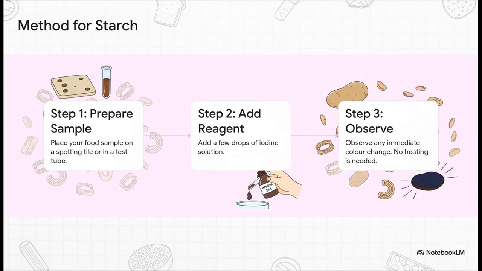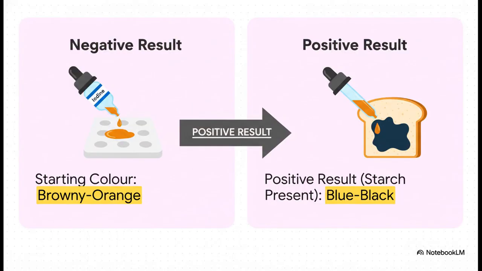It's super quick. So here's the change you are looking for. Iodine solution is a kind of browny orange color to begin with. If there's no starch, it just stays that color. But if starch is present, it instantly turns this deep, deep blue-black color.